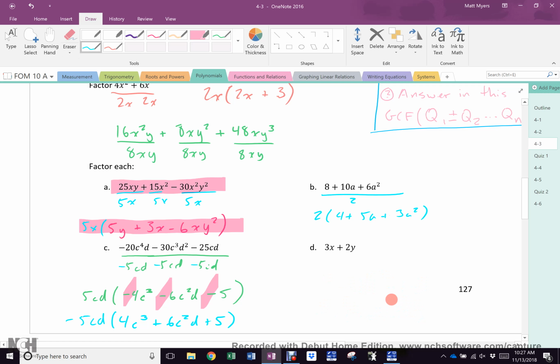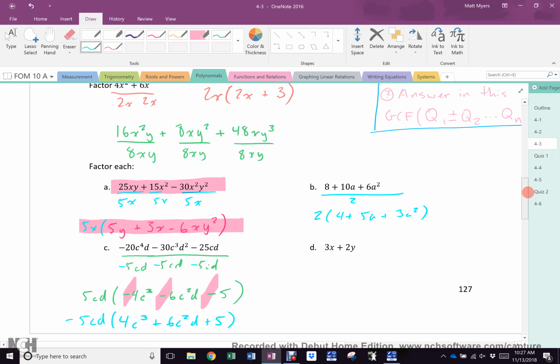And D. Can I do anything with D? Why not? 2 and 3 only share 1 as a factor. We never use 1. And X and Y are different. Why would I put that question there if I can't do anything with it? So you can see, if there's nothing to be done, what do you do? Nothing. You don't force math where there is no math to be done. Okay? Is everybody good? All right.